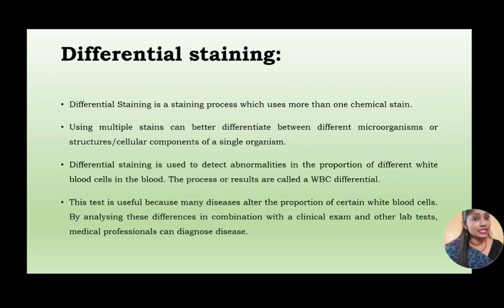Moving on to differential staining, here the staining is done using two or more chemical stains. So we are using multiple stains so that we can better differentiate between different microorganisms or different structures or different cellular components of a single organism. Differential staining is also used to detect abnormalities in proportion in WBC cells, and the result is known as a WBC differential. This test is useful because many diseases alter the proportion of certain WBC cells. By analyzing these differences in combination with the clinical exam or other lab tests, medical professionals can diagnose what disease it is.